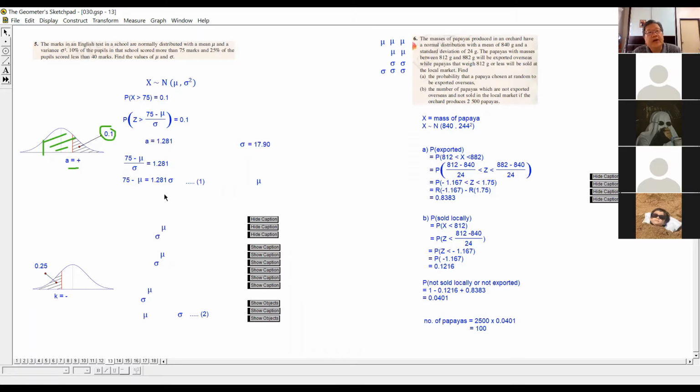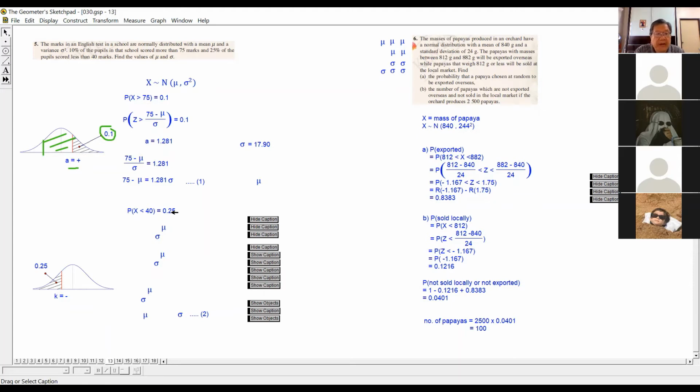To form the second equation, they must give us something. So I read the question here. What is given? 25% of the students score less than 40 marks. You have to note that now it is less than 40. It means that the probability of X less than 40 is 0.25.